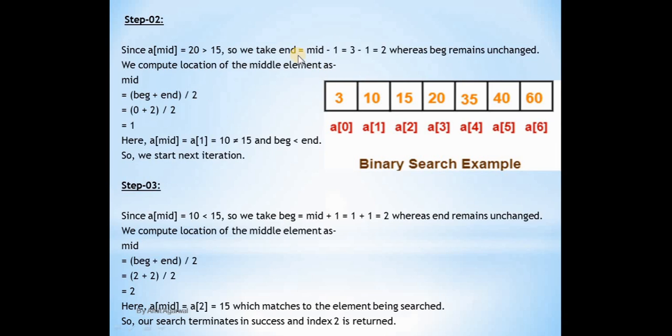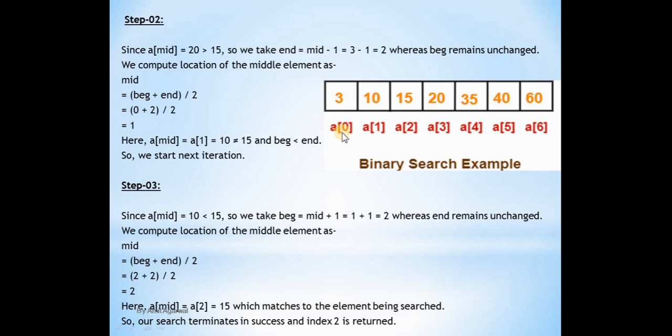So we have to reduce the value of end equals to mid minus 1, that is 3 minus 1, because the value of mid was 3 and minus 1 becomes 2. So the value of end becomes 2, whereas beg remains unchanged, meaning the beginning value remains unchanged, that is 0.